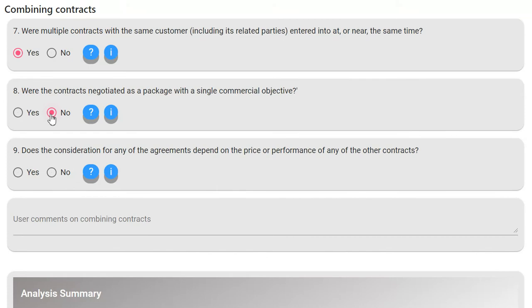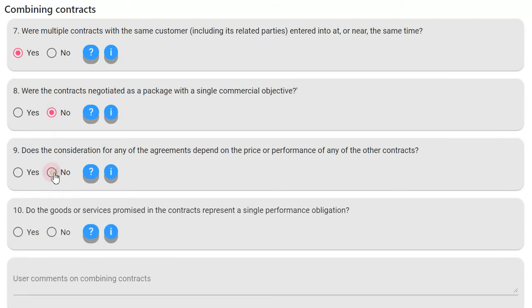So if you have pricing in one contract that's linked to the performance of another contract, for example, or vice versa, then you would meet this criteria and you've already concluded that the contracts are required to be combined. If, however, you say no, then you're taken to the third criteria. The third criteria says, do the goods or services promised in the contracts represent a single performance obligation?